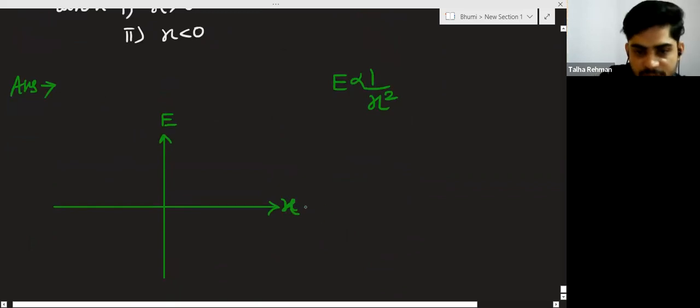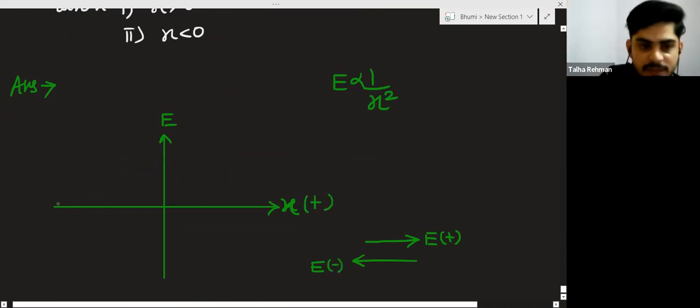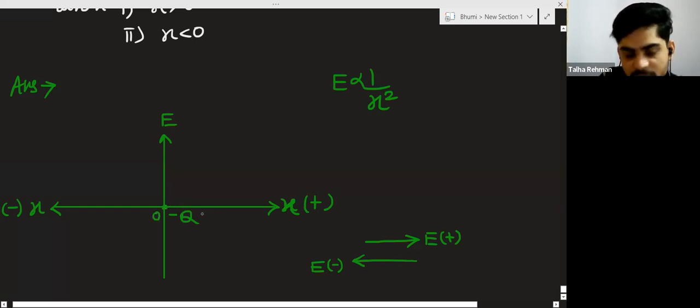So in this direction, if I am taking the direction of electric field as positive, then I have to take the direction of electric field in this direction as negative. This is positive X, and this is negative X. Here a minus Q charge is placed at origin. X greater than 0 is this region. X less than 0 is this region.